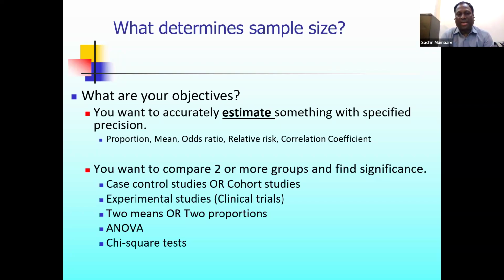Or any two means, or any two proportions, or more than two means, such as in ANOVA, or more than two proportions, such as in the chi-square test. So these are the two main scenarios where we want to estimate the sample size: where we want to estimate a population parameter, and where we want to apply a test of significance.